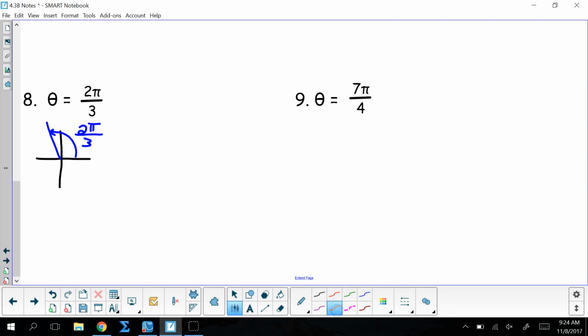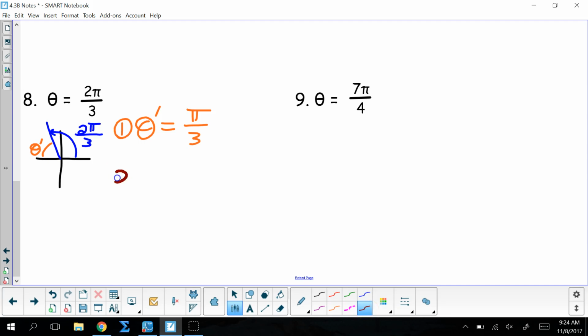Which puts my reference angle down here. Right? Okay? So my reference angle is pi over 3. Because now instead of trying to get to 180 degrees, I need to get to pi radians. Yes, ma'am? Pi over 3. Yeah. Because if the problem's in radians, keep it in radians. If it's in degrees, keep it in degrees. Okay?